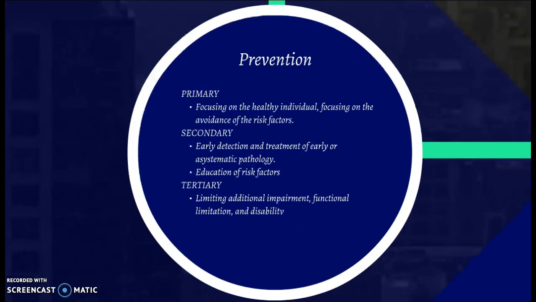There are 3 different domains of prevention. There's primary prevention, which is focusing on the healthy individual and focusing on avoidance of risk factors. There's secondary prevention, which focuses on early detection and treatment of asymptomatic pathologies. This might be found in evaluation without actual symptoms occurring, while you would educate them on risk factors during this secondary prevention.